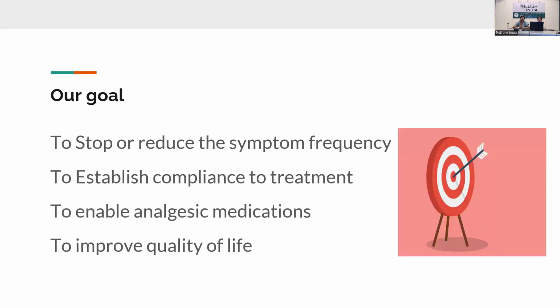So what should be our goal? Our goal is to stop it. Sometimes that may not be possible, so at least reduce the symptom frequency or establish compliance to the treatment. We should be able to tell them, "See, your chemo is causing vomiting, but we'll be able to control it. Try to continue the rest of the cycle. We are with you. We can control it." We should be able to control their symptoms, and this also helps them take analgesic and pain medication, all the other medications, and eventually improves the quality of life.